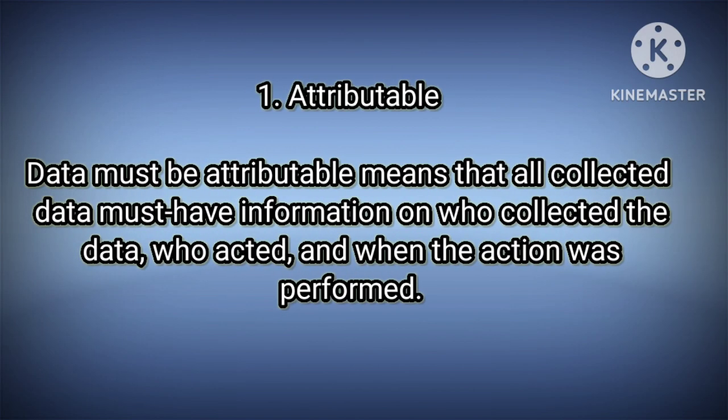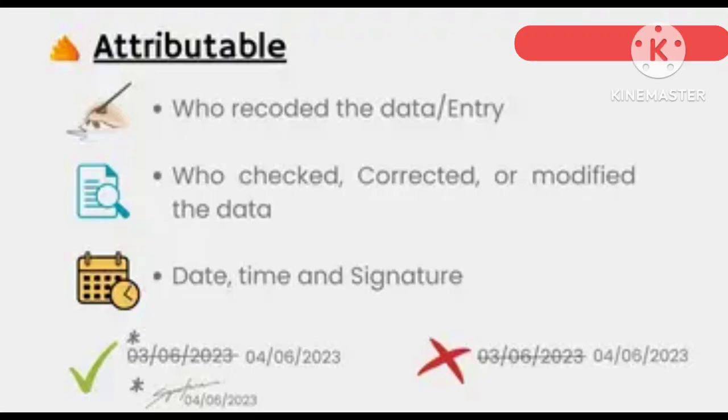Attributable. Data must be attributable means that all collected data must have information on who collected the data, who acted, and when the action was performed. Who recorded the data or entry, who checked, corrected, or modified the data with date, time, and signature.